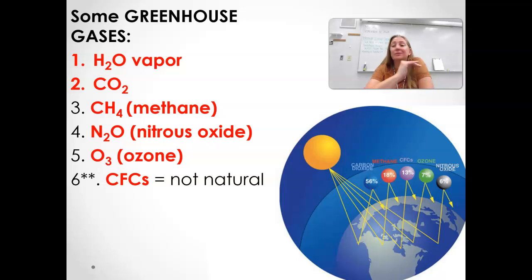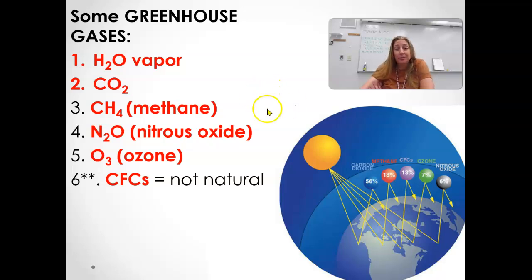CFCs, out of this list of 6 here, are the only ones that are strictly human created. Chlorofluorocarbons, or CFCs, do not exist in nature. They are made by humans. And the proper term for something that is made by humans or caused by humans is anthropogenic. So CFCs are anthropogenic. They are created by humans. They do not exist naturally. So these are your major greenhouse gases that you should know about. All of these gases are trapping heat and causing the planet to warm.